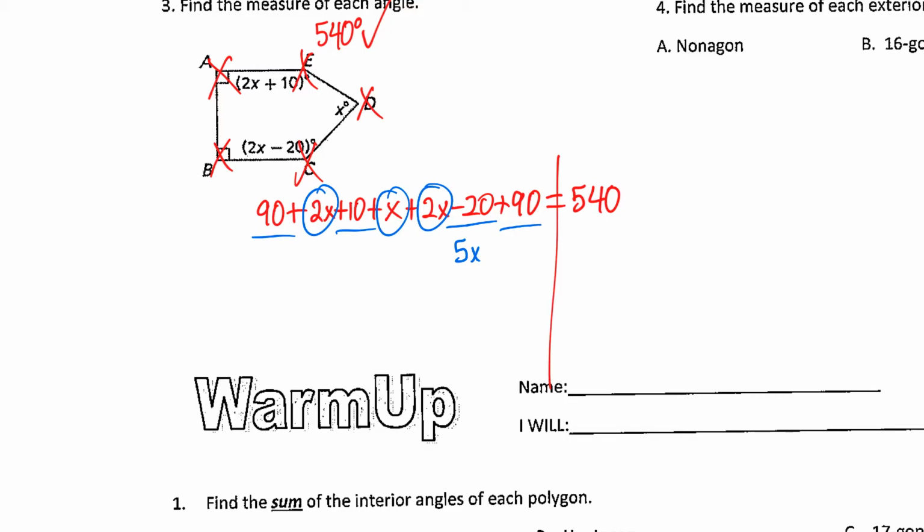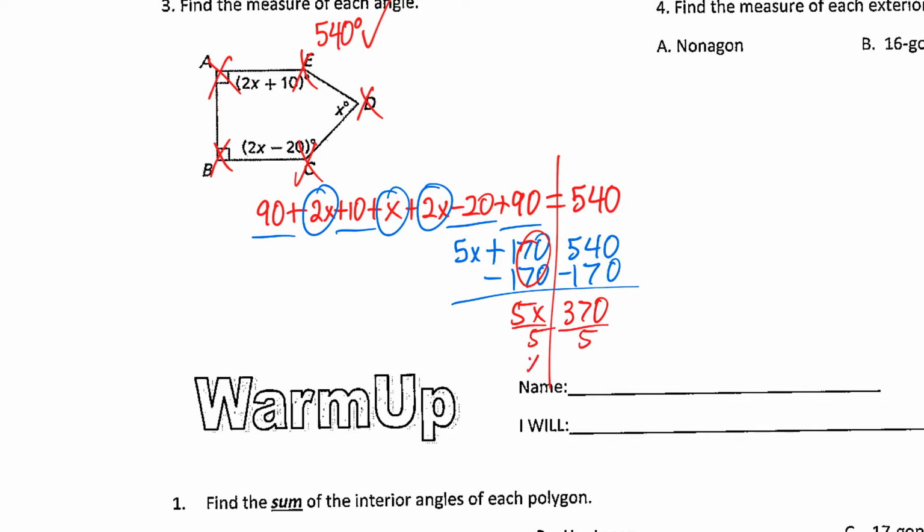Now we just need to add up the constants, just the numbers. So 90, 10, negative 20, and 90. So 90 plus 10 is 100. Minus 20 is 80. Plus 90 is 170. So 5x plus 170 equals 540. Subtract 170 from both sides. This zeroes out. We have 5x equals 370.